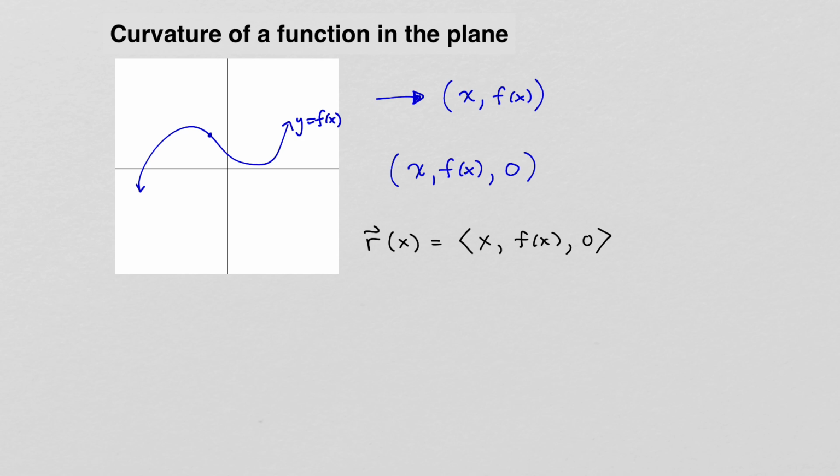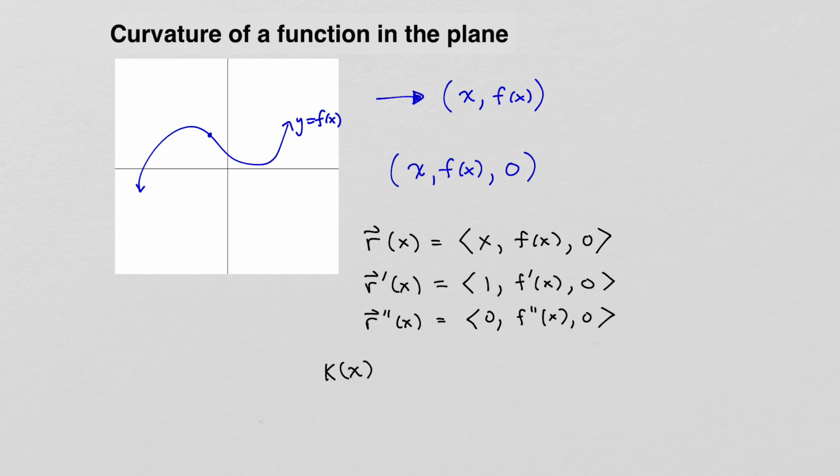R of x is equal to x, f of x, 0. R prime of x would simply be 1, f prime of x, 0. And R double prime of x would be 0, f double prime of x, and 0. And now to find the curvature, kappa of x, what I need to do is take r prime of x and take the cross product with r double prime of x, and then the magnitude, and then simply divide that by the magnitude of r prime of x, quantity to the third power.